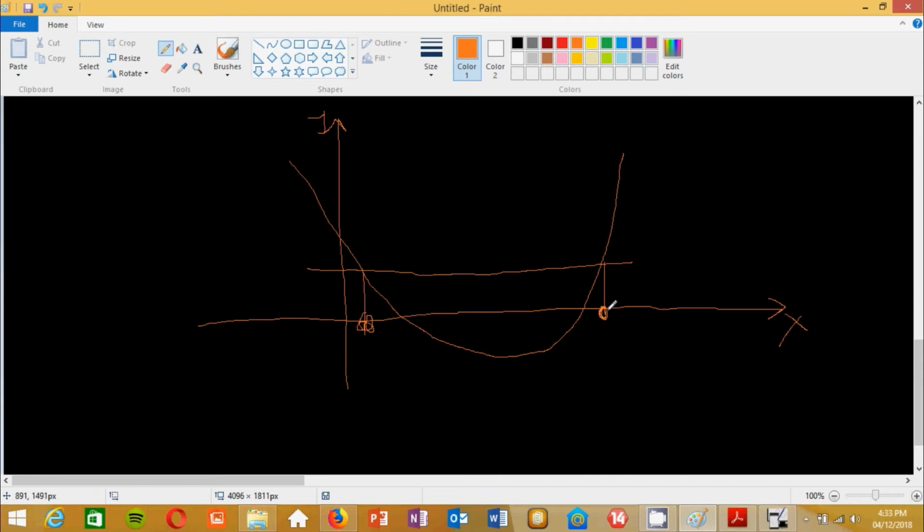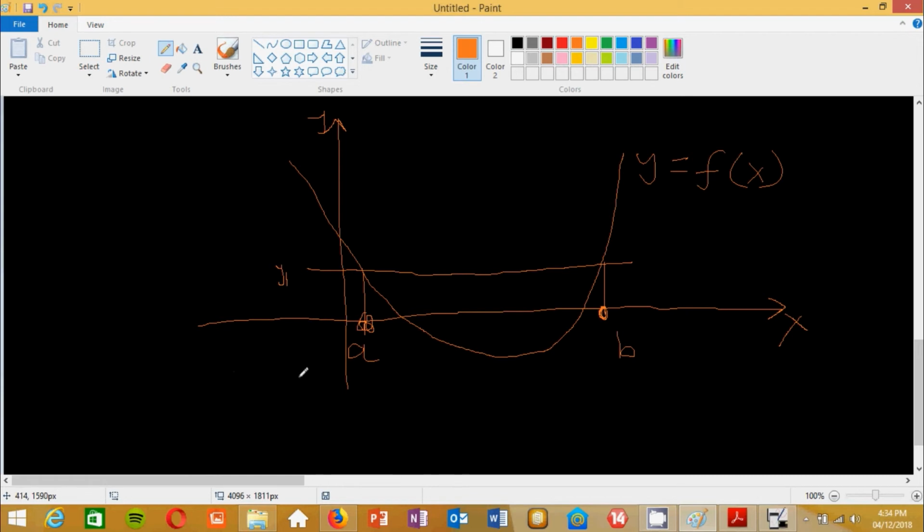Let's say I call this x value A and I call this x value B. And this graph here is y is equal to f of x. So what is f of A? Let's say this y value is y1.